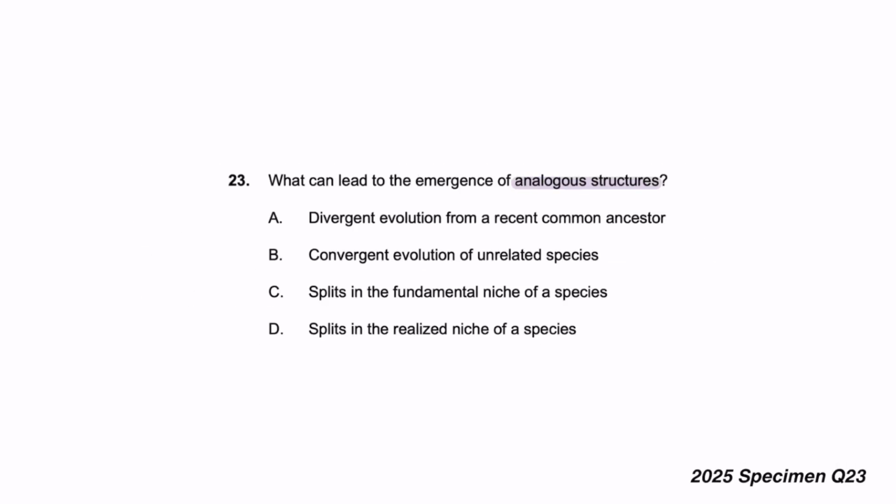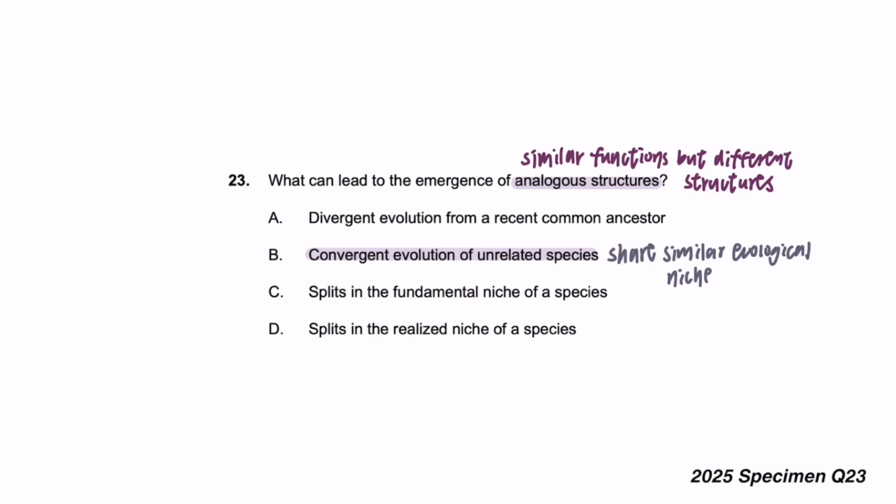Analogous structures can perform similar functions, but have different structures. They are evidence for convergent evolution when 2 different species share similar ecological niches, so they need to adapt to perform similar functions to survive in the environment.